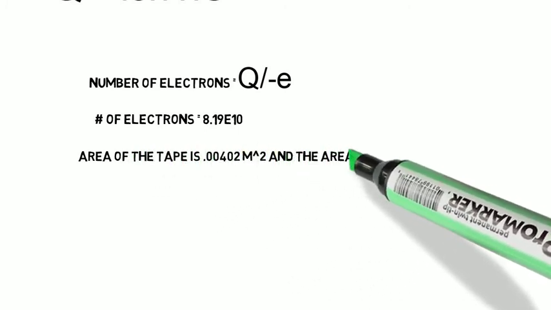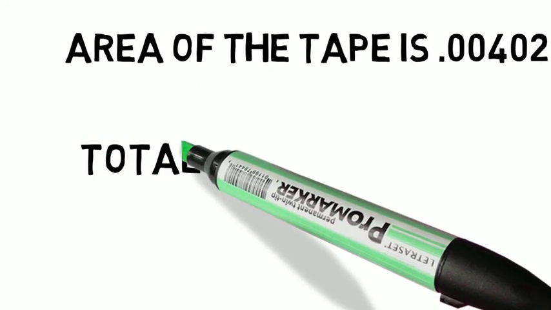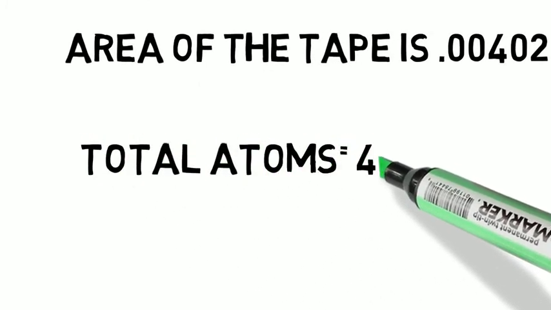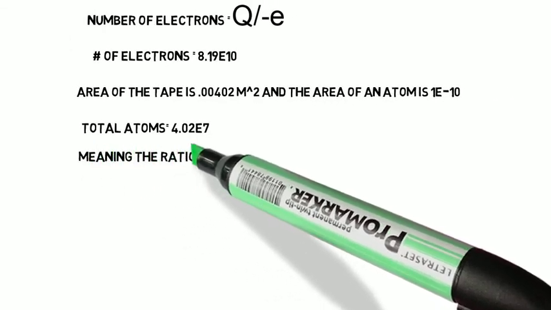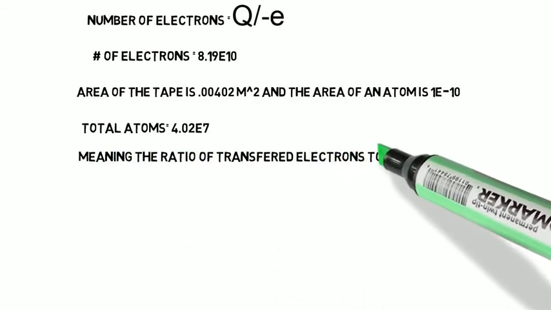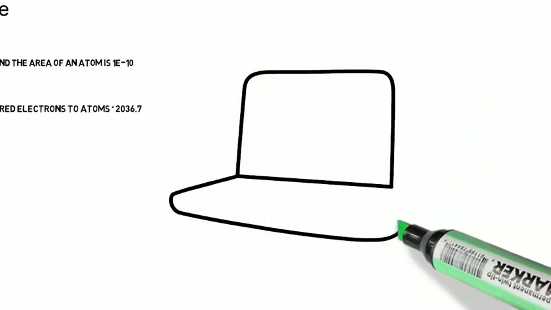Using the area of the tape and the length of the atom, I found that the number of atoms on the sticky side of the tape was equal to 4.02 times 10 to the 7th power, meaning the ratio of transferred electrons to atoms was 2036.7.